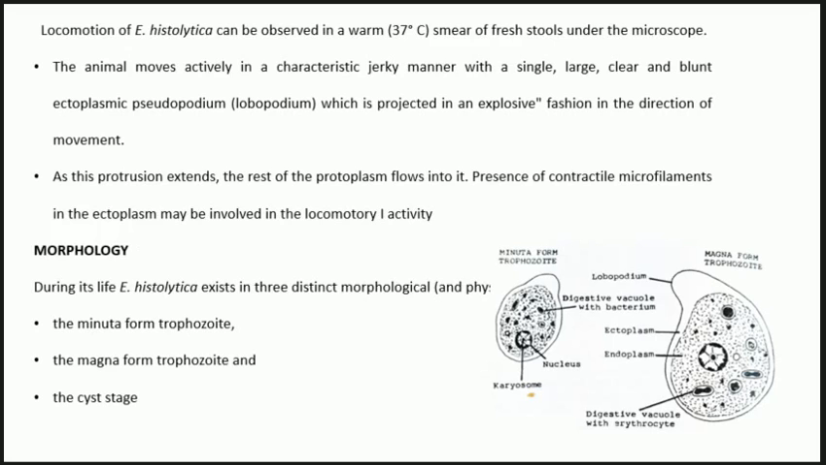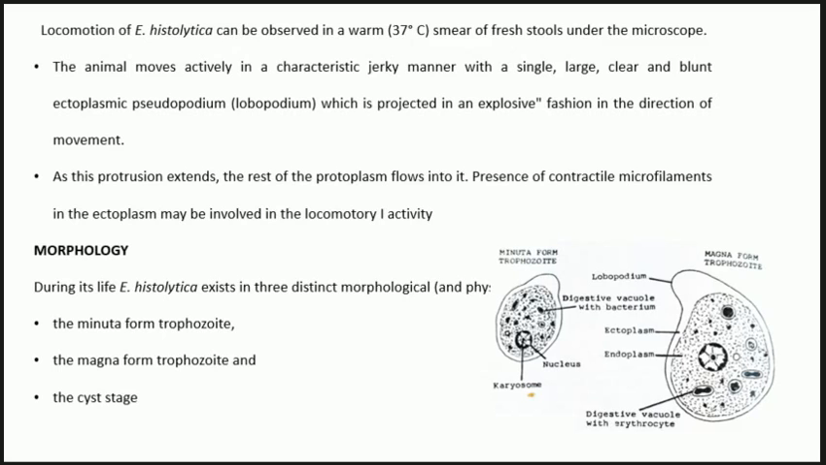Now, how does the locomotion take place? The locomotion of Entamoeba histolytica can be observed in a warm smear of fresh stool at 37 degrees Celsius. The movement is jerky; they push themselves. They don't have cilia-like movement. It is slow, jerky movement with a single large clear ectoplasmic pseudopodium, sometimes also called the lobopodium.